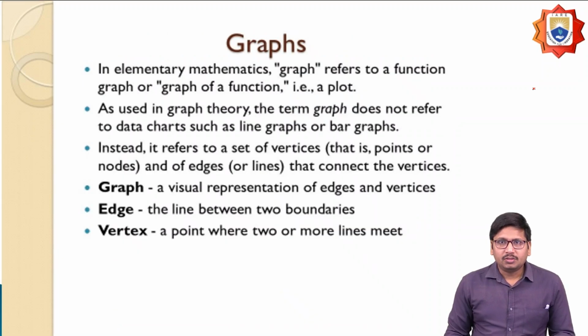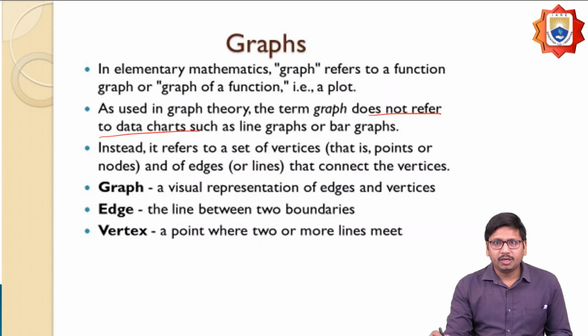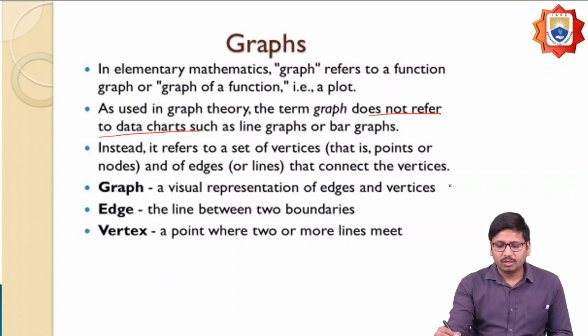In elementary mathematics, the term graph refers to a function graph, or a function that is plotted. As used in graph theory, the term graph does not refer to data charts like a line graph or bar graph. Instead it refers to a set of vertices, which are points or nodes, and edges connected to the vertices. These edges are considered as lines. Simply, a graph is a visual representation of edges and vertices, where an edge is a line between two boundaries, and a vertex is a point where two lines meet.